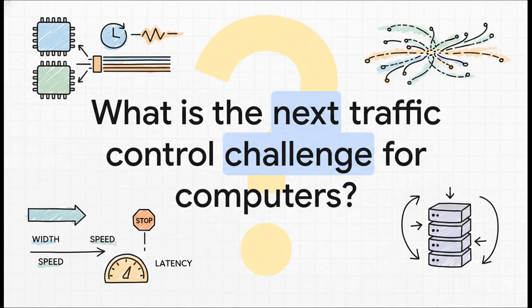So I'll leave you with one final thought to chew on. As our computer components get exponentially faster and our data just gets bigger and bigger, what do you think is going to be the next huge traffic control challenge we'll need to solve inside our machines?